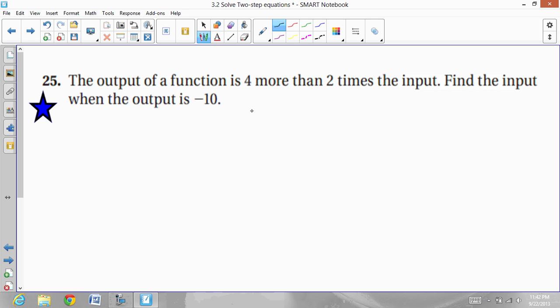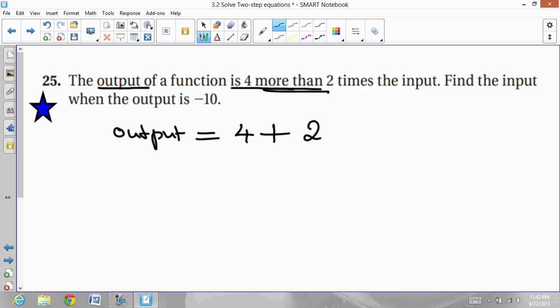The output of a function is 4 more than 2 times the input. So let's take this question. Let's take it as the output is 4 more than. 4 more than means plus 2 times the input. So 2 times whatever the input is. That is the way you read the question. So the output is 4 plus 2 times the input.